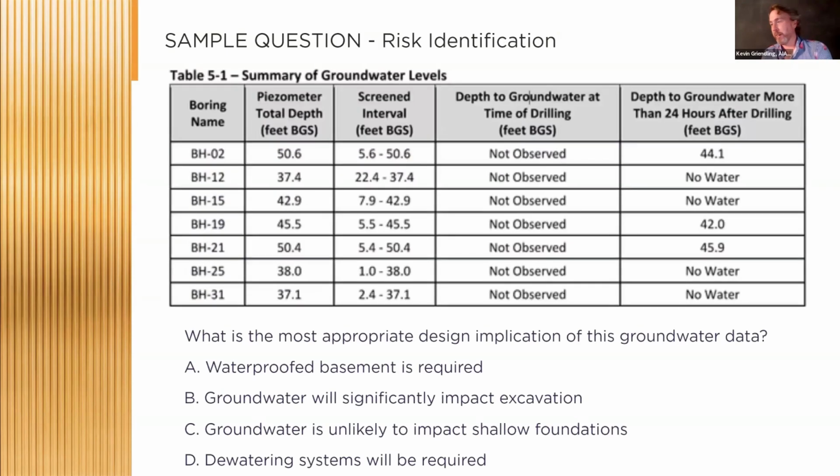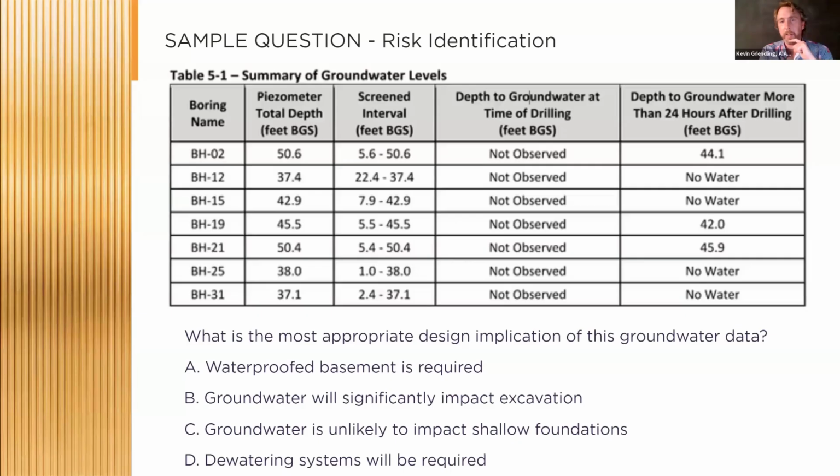Another one is identifying risk. So it may take a geotechnical report excerpt like this, show you a table, and say, what is the most appropriate design implication of this groundwater data? I'll give you a moment to take a look at it, and I'll walk through it with you. On the left column, you have your different boring samples, the depth that they went to, the screened interval, which is a technical term I'm not as familiar with, but my understanding is they screen it off at certain depths to understand the different composition at different levels with more clarity. Don't quote me on that.